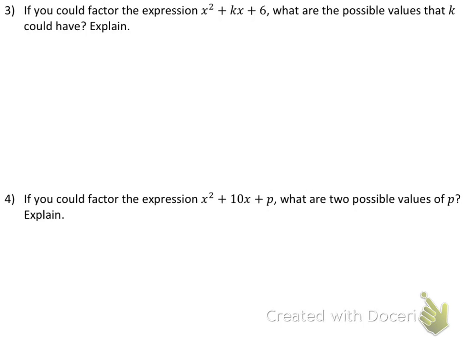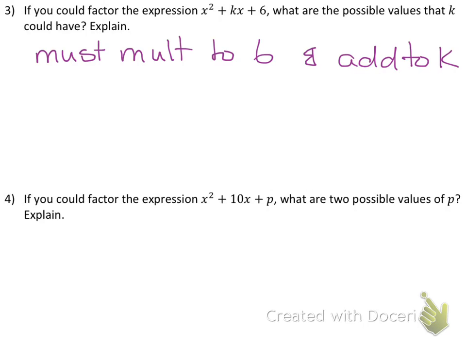If you could factor the expression x squared plus kx plus 6, and this was a big problem for many people, what are the possible values that k could have? Well, I know in factoring, two things have to multiply to 6 and add to k. So it says what are the possible values of k? So if they have to multiply to 6, one option is it could be 1 times 6. So 1 times 6 add to 7, which means a possible value of k is 7.